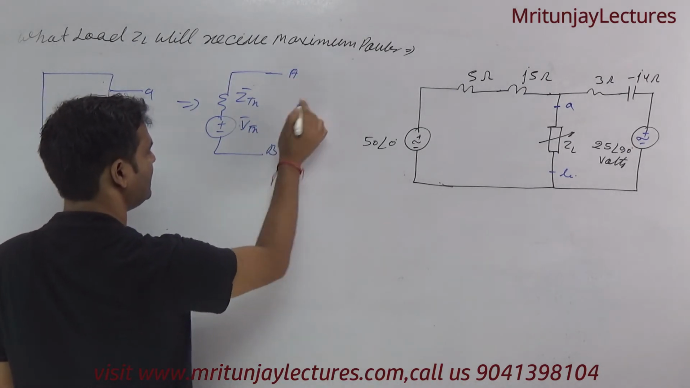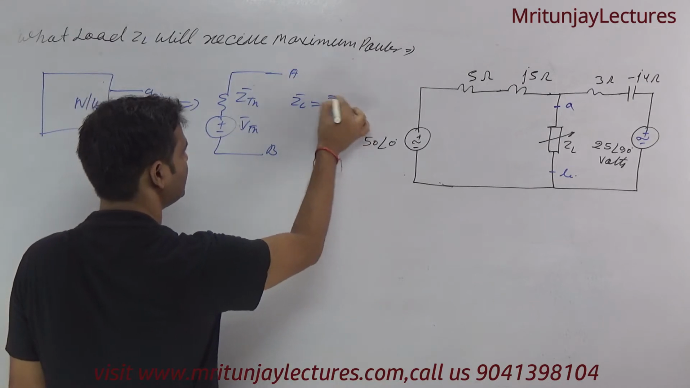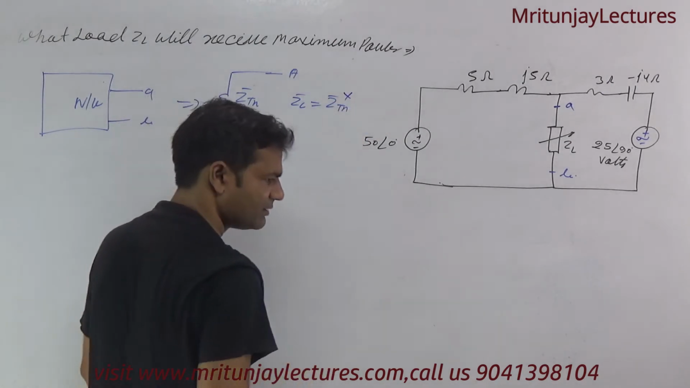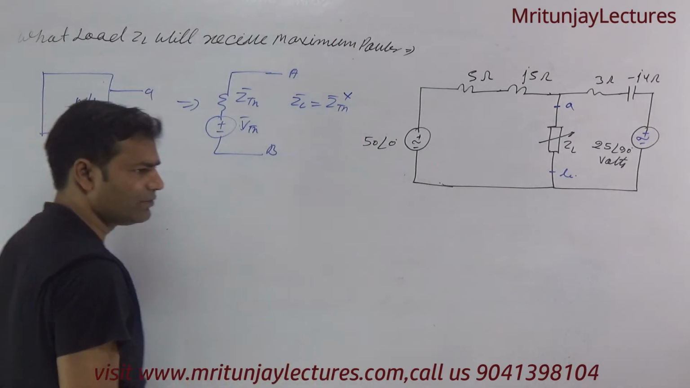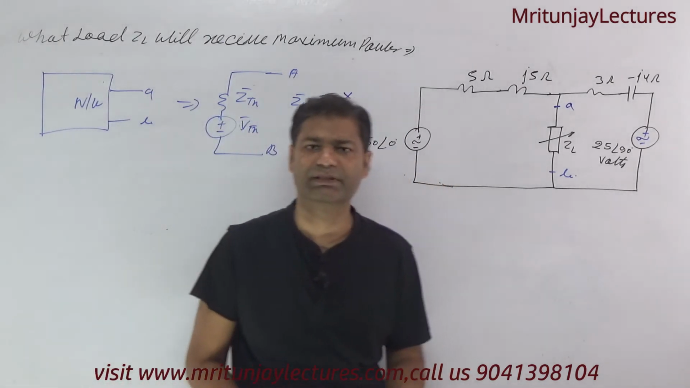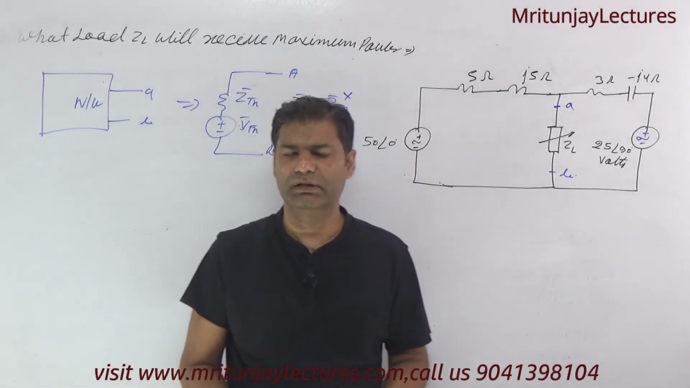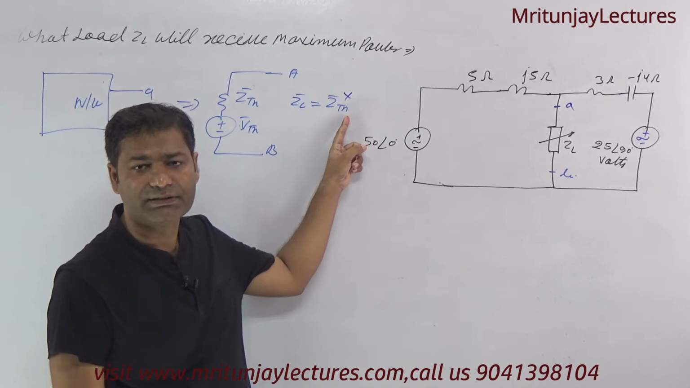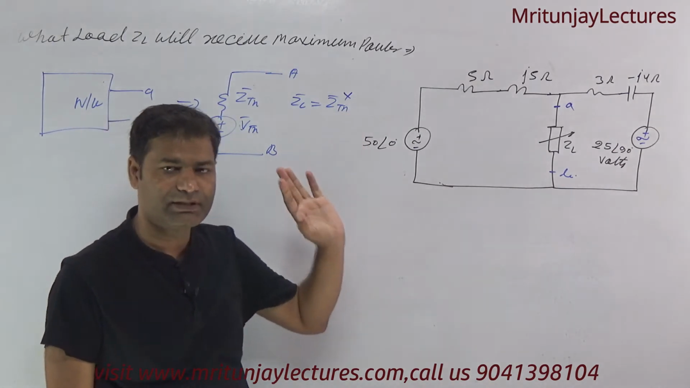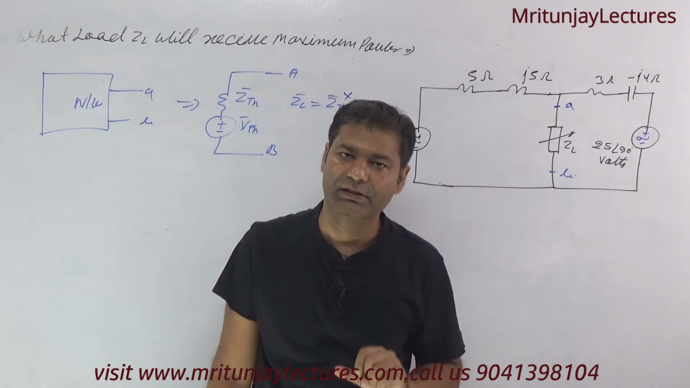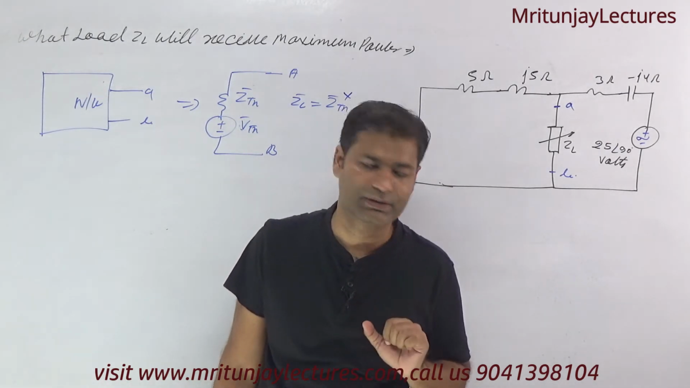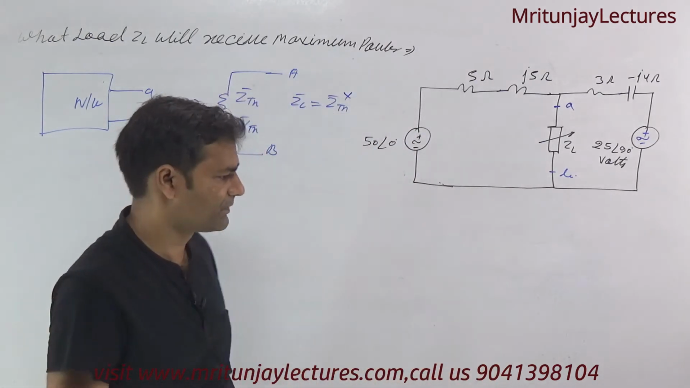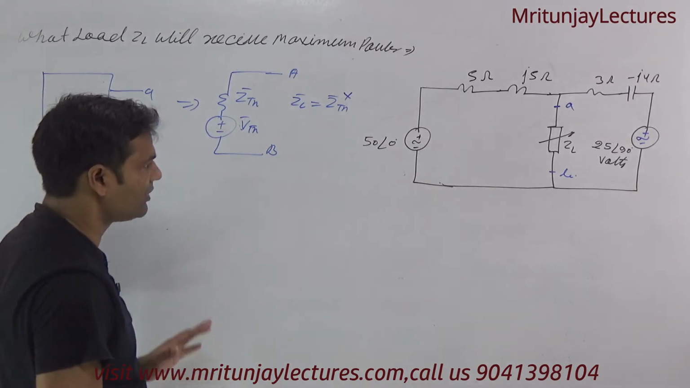Then ZL is equal to the conjugate of ZTH. I have already discussed in a previous lecture how to resolve this. In case of AC, ZL is the conjugate of ZTH corresponding to maximum power. So our motto is to determine first ZTH and after that the conjugate. Then we get ZL. So how can we resolve it?